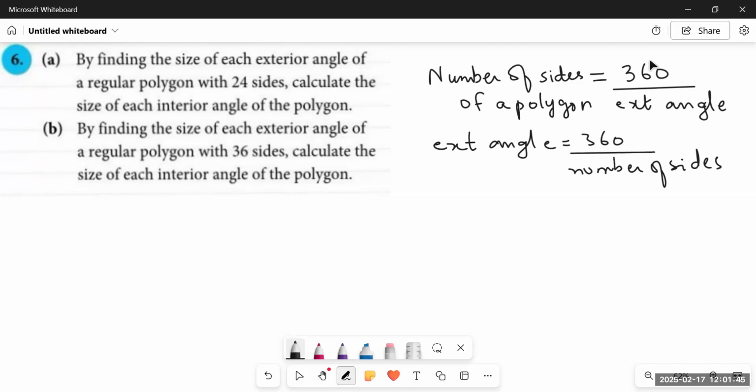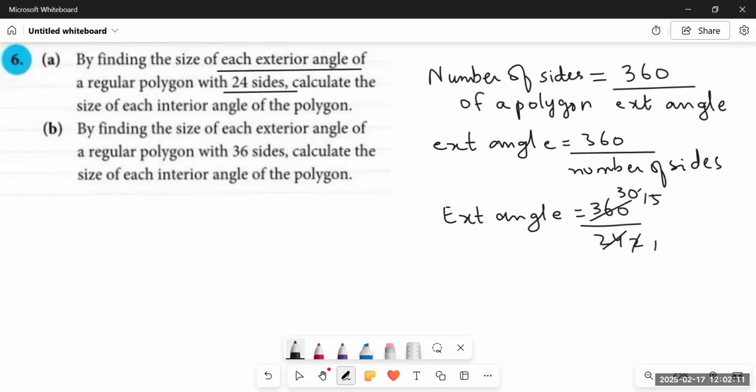So they are saying to find the size of each exterior angle of a regular polygon with 24 sides. Now you are provided with the number of sides. There are 24 sides and we have to find out the exterior angle. So exterior angle is equal to 360 upon 24. That's it. 12 twos are 24, 12 threes are 36, 2 ones are 2, 2 fives are 10, so 15. It means the measurement of the exterior angle would be 15.